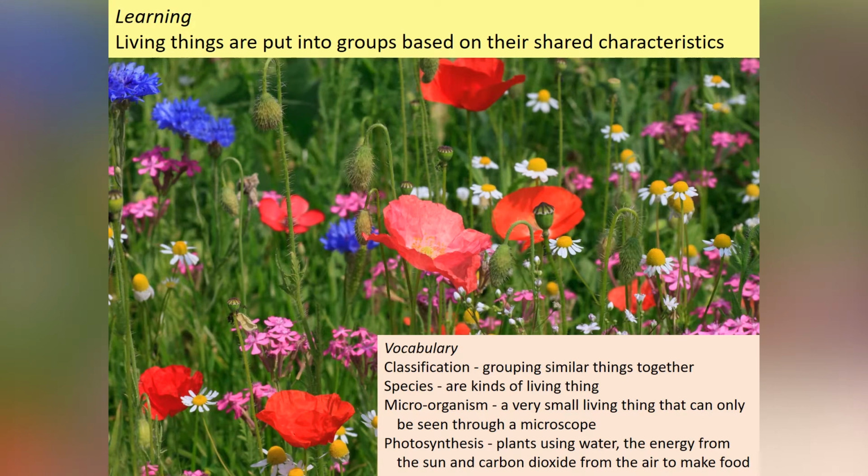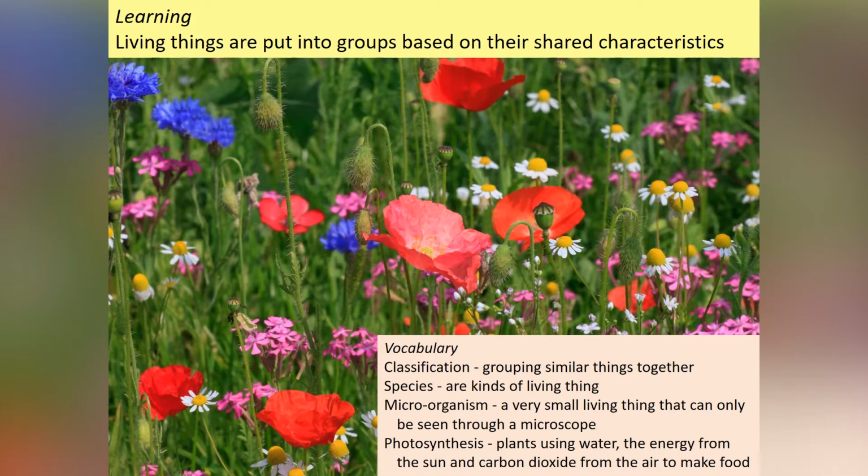You will learn about how living things are classified into different groups based on their shared characteristics, such as body parts in animals. It is important to remember that we need to include the living things that are now extinct. The vocabulary you'll need to know is classification, that is the grouping of living things together that are similar. For example, in the picture, you've got a group of flowering plants.